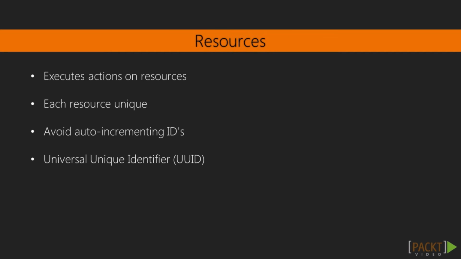REST APIs work by executing an action on the resource. Each resource should be unique and identified by the URI. You will want to avoid using auto-incrementing IDs for resources, as it enables others to scrape and exploit your data. MongoDB provides us with IDs which are hard to guess. Otherwise, you might want to use a Universal Unique Identifier.